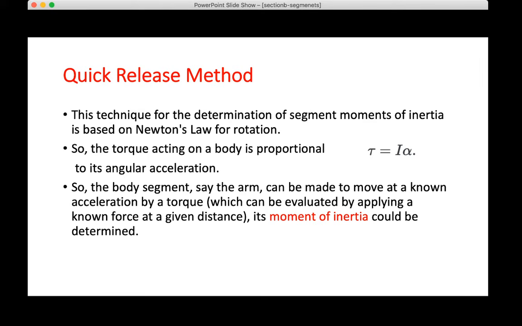First of all, for linear motion we have Newton's second law, F equal to ma. In angular motion, force becomes torque. So according to Newton's second law of rotation, torque is equal to I into alpha, where I is your moment of inertia and alpha is your angular acceleration. It is the same as F equal to ma, but in angular motion we have torque equal to moment of inertia into alpha.